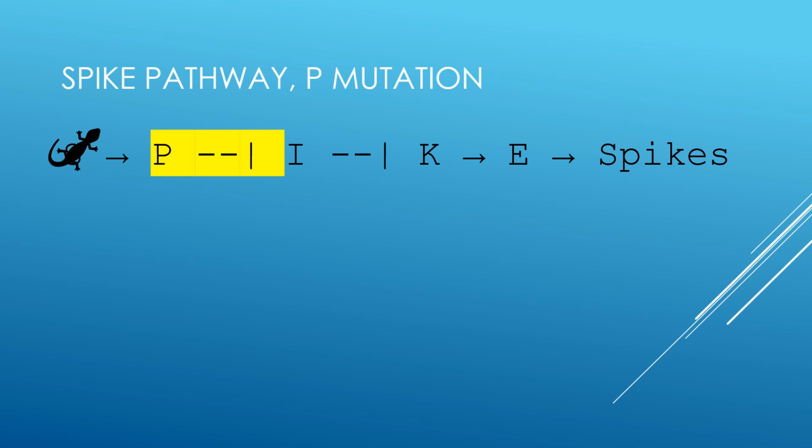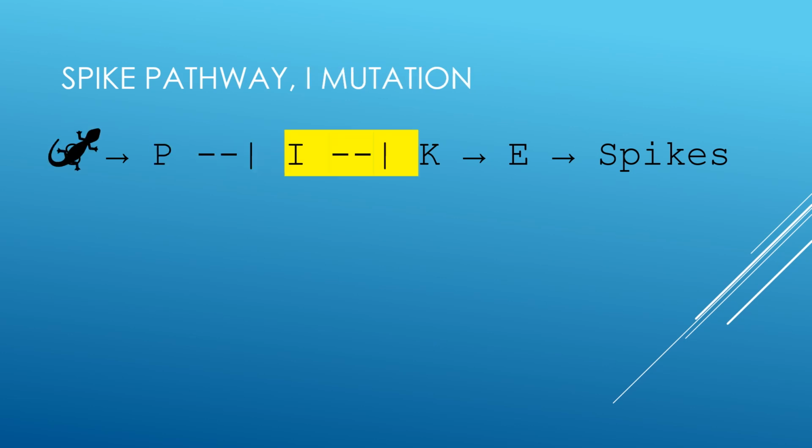If there was a mutation on the P part of this pathway, then S would activate P, which would then activate I, which would then prevent K from activating E, so the pathway would stop here at I, and spikes would not be formed.